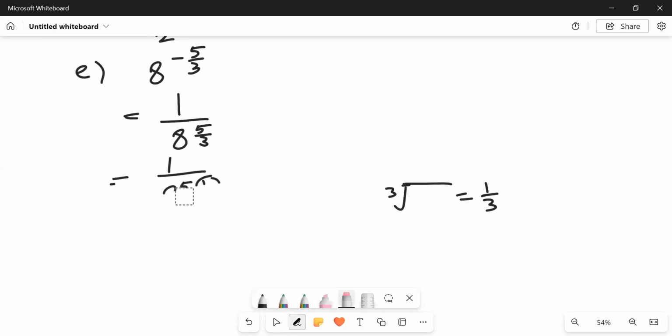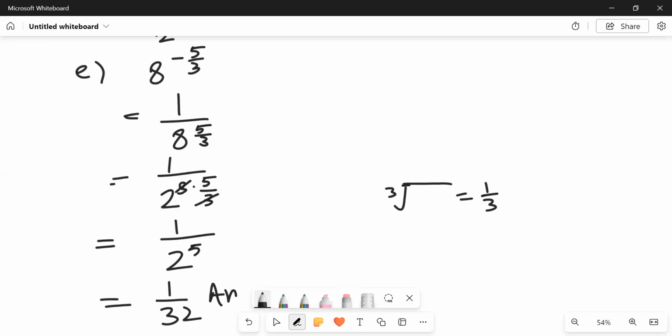again it's coming. This 8 is 2 power 3. Okay. Yes. This one will be 5/3. This one will be 5/3. So we can cancel it out, and this one will be 1/2 power 5. So it will be 1/32.